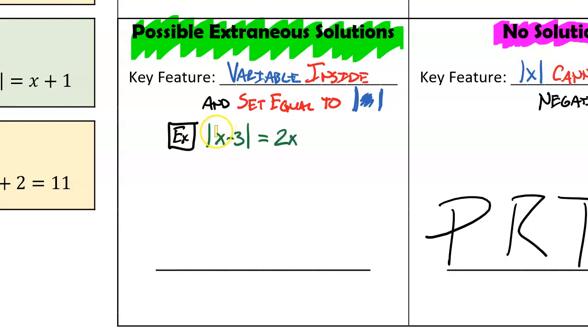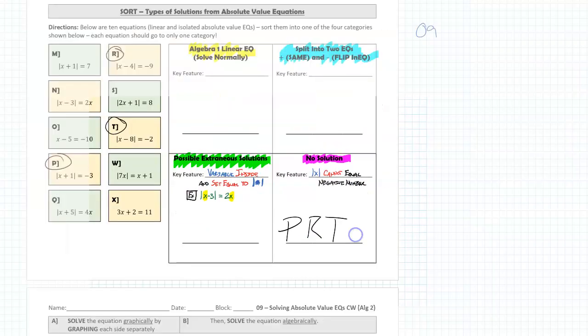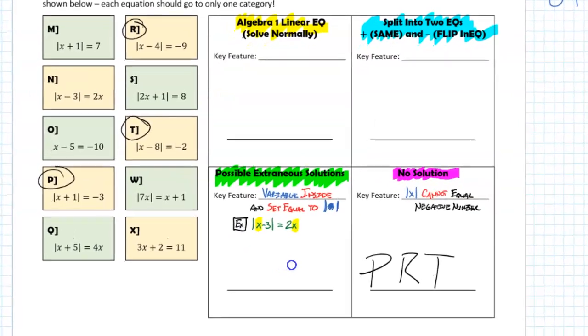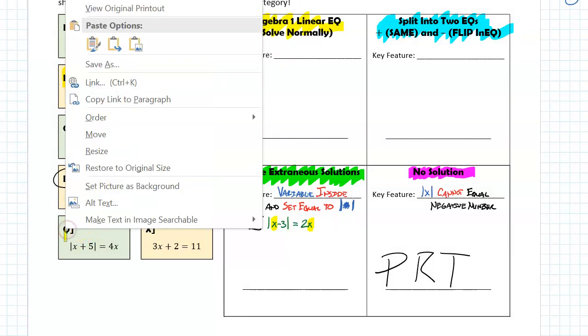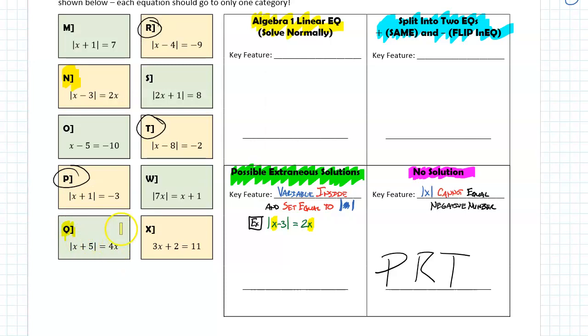Here's an example. If I have the absolute value of x minus 3 is equal to 2x, we see that there's a variable inside the absolute value bars and a variable on the other side set equal to it. Generally, this means that there is a potential for a possible extraneous solution. So looking at our options again, we can go through one by one. We see that option N has a variable inside and outside. Option Q has a variable inside and outside. Option W has a variable inside and outside.